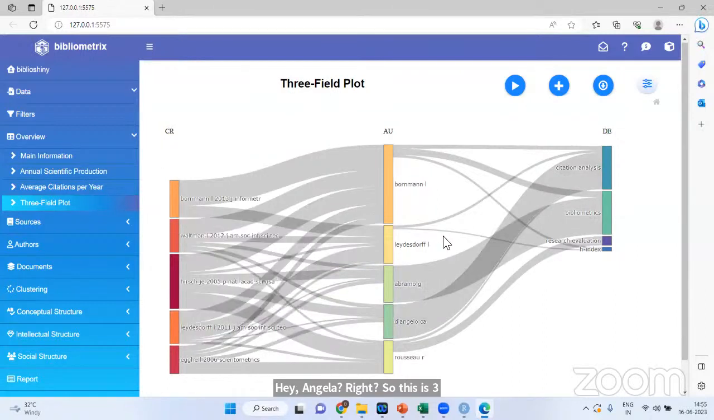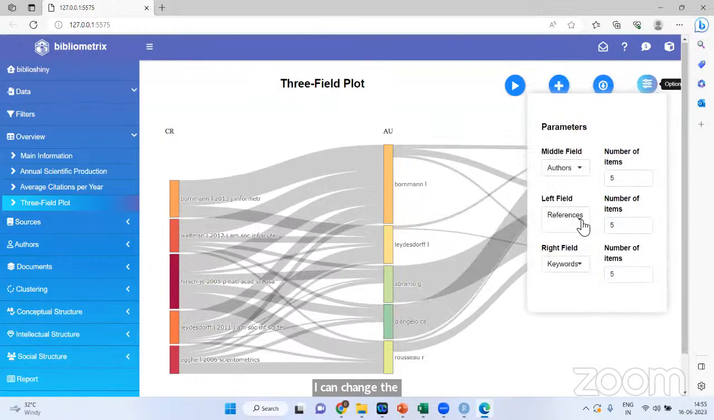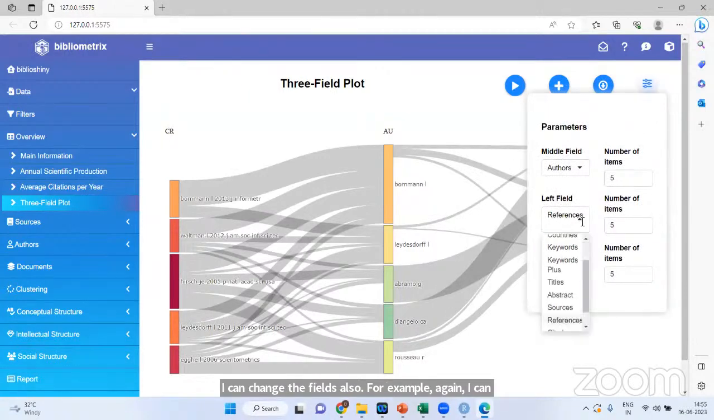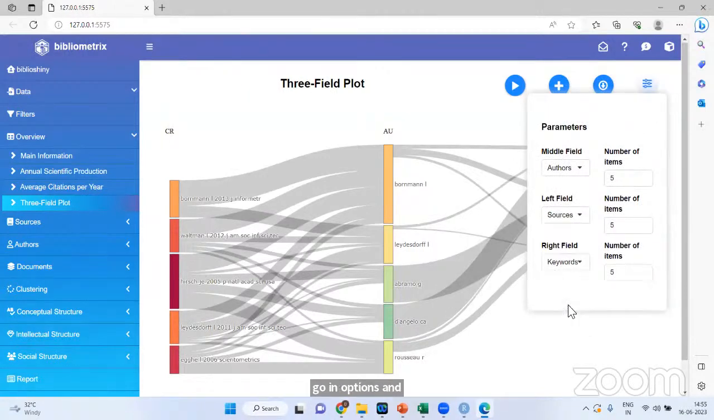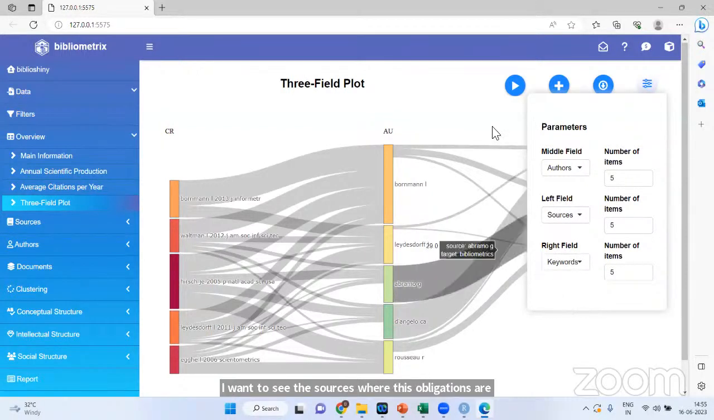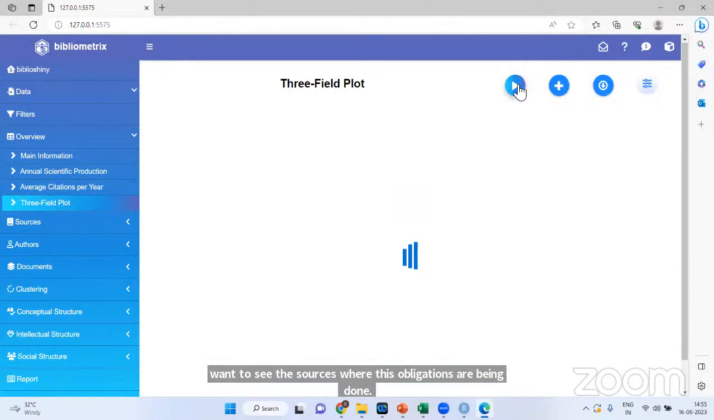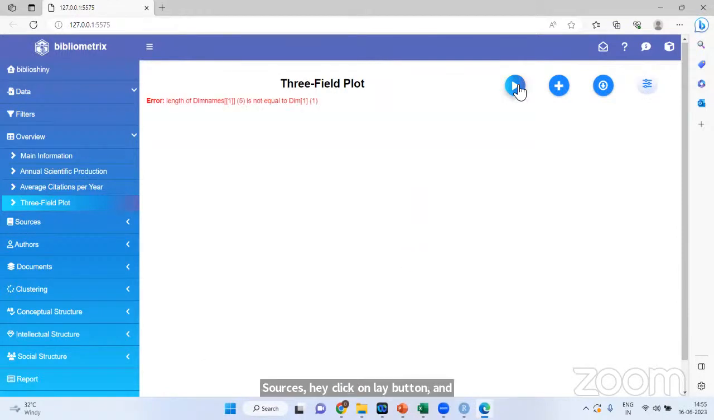I can change the fields also. For example, again, I can go in options and in the left field, I want to see the sources where these publications are being done, sources. Click on the play button and the top 5 sources are generated. If the field is not there, if the data is not there, it will give you an error. This is an error that the data is not there.